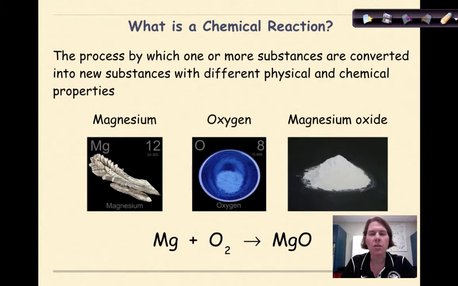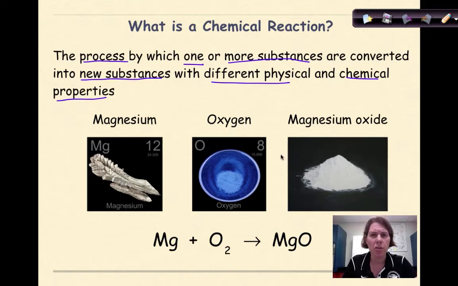So the first question is, what is a chemical reaction? The definition that we're going to look at is that a chemical reaction is a process by which one or more substances are converted into new substances with different physical and chemical properties. In this example, I have this reaction represented three different ways. I have elemental magnesium, solid magnesium metal, reacting with atmospheric oxygen to produce magnesium oxide.